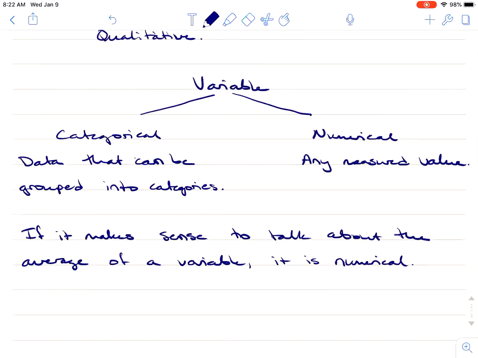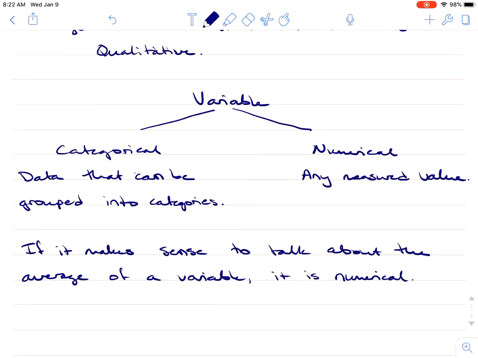So on top of being either categorical or numerical, and I'm not going any deeper than that, some fields like psychology like to go way deeper into mostly categorical variables, but I'm just going to stick to this level, categorical, numerical, that's it. But if you do go on into your field, then you might have to, there's even more ways to slice and dice these things.